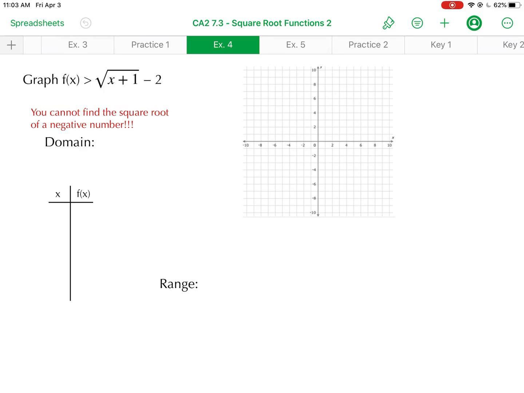Okay, so notice the function here, I have f of x is greater than the square root of x plus 1 subtracted by 2. So I'm going to graph the function's curve first, and then I'm going to use a test point to determine should I shade above the curve or should I shade below the curve to give me my solution set. I start off the same way we did yesterday.